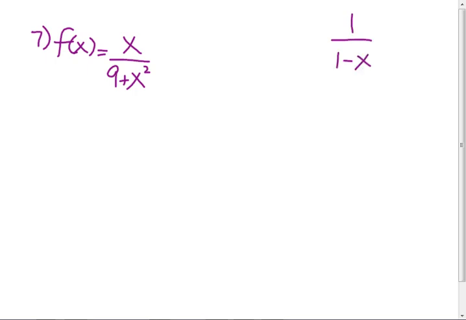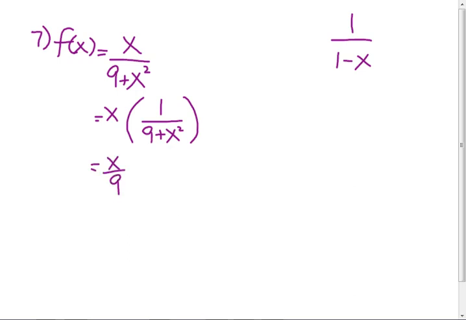Number 7. See, they're not easy. Eric, how are you going to do this one? I have to make it look like this. So we take out an x. I'm left with this. Alex, question? What are you going to do with this one now?